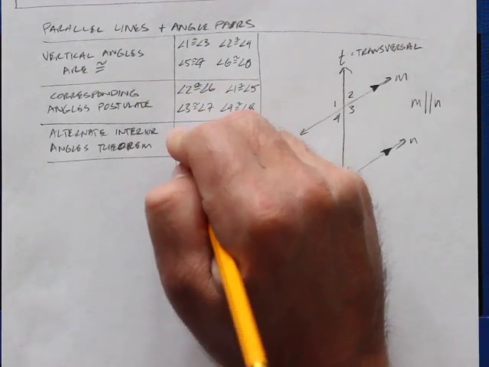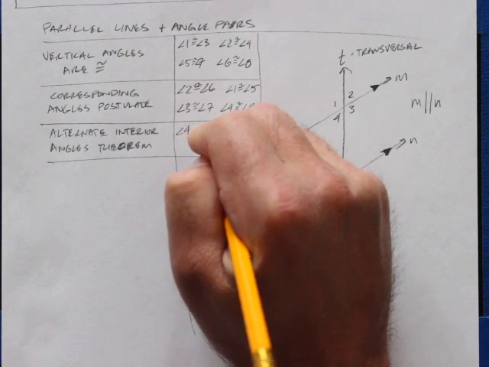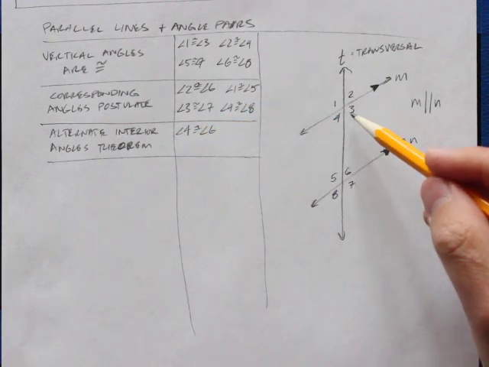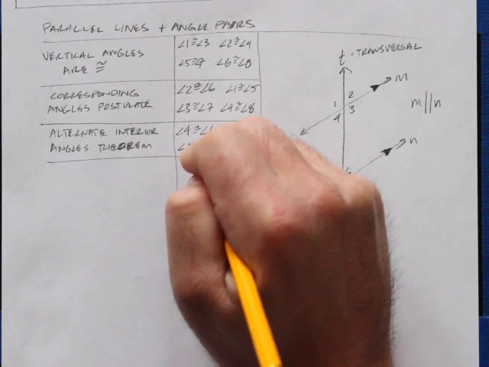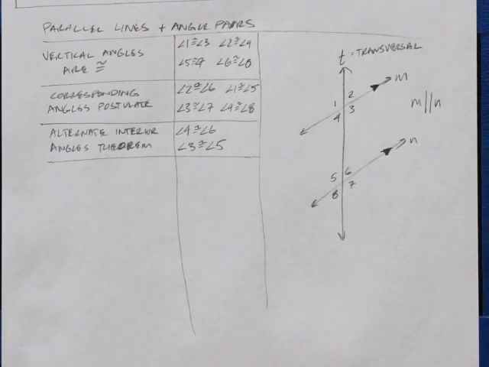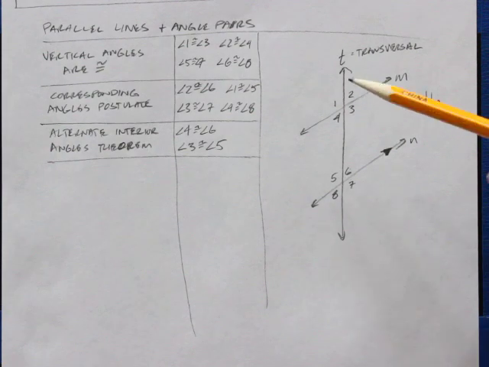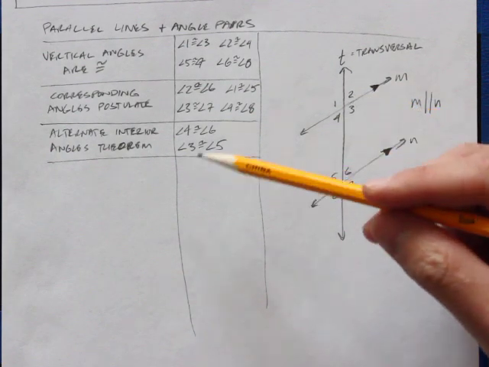are congruent. And 3 and 5 are congruent. So alternate interior angles are congruent. So yeah, let's keep going.